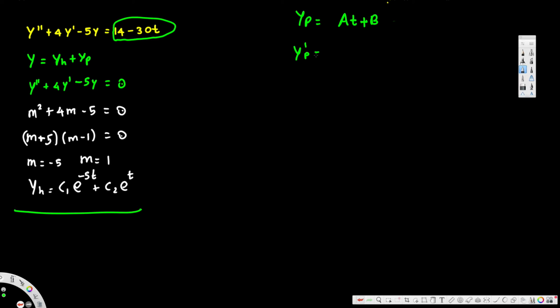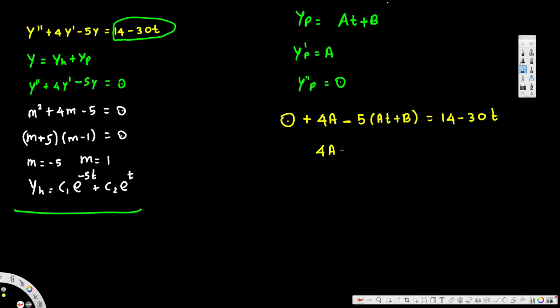Now let's go ahead and take the derivative of this one. Y prime of p is going to be just a, because the derivative of at is a, b is going to be 0, and then if we take the second derivative, that's going to be just 0. Okay, now let's go ahead and plug it in this equation. Y double prime is 0, and plus 4y prime, that's going to be just 4a, and then minus 5y. Instead of y we put at plus b. That's equal to the whole thing, 14 minus 30t.